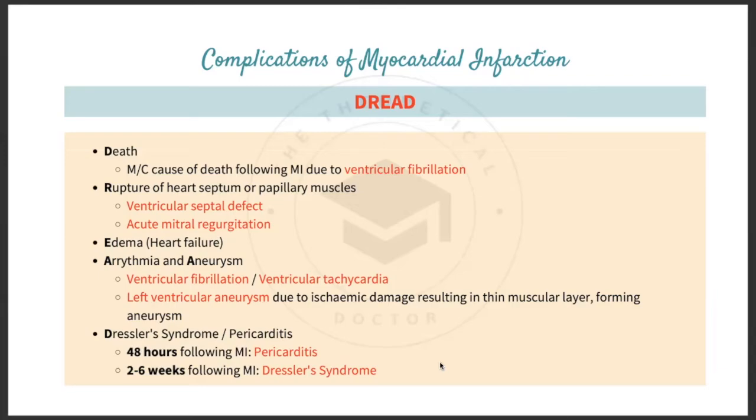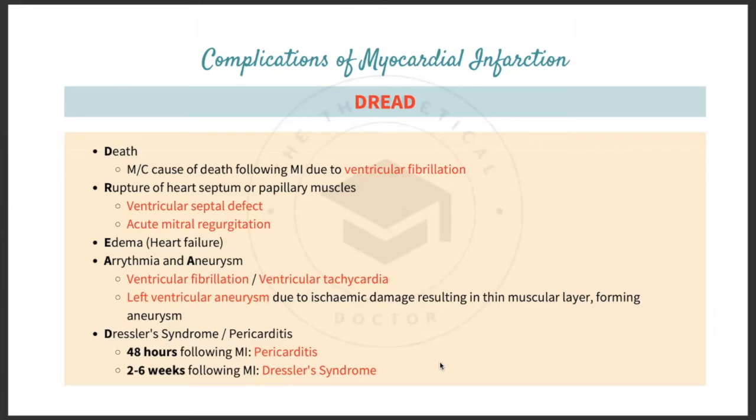So if you have trouble remembering the other stuff, you can just remember the DREAD mnemonic. That's basically what I remembered in medical school. Just keep it at the tip of your fingertips. The most common cause of death following a myocardial infarction is ventricular fibrillation. Just remember that, ventricular fibrillation. If the patient suffers a rupture of the heart septums or even the papillary muscle, they may get a ventricular septal defect or acute mitral regurgitation. They may even suffer heart failure. So they will present with edema, arrhythmia and aneurysm.